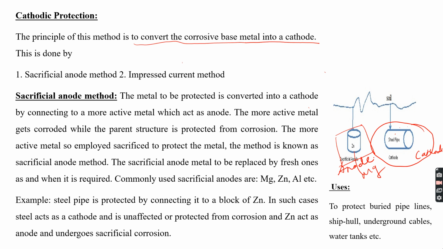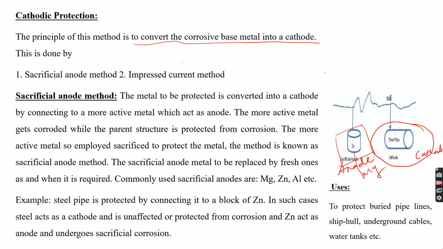The more active metal so employed is called a sacrificial anode. It is sacrificed in order to protect the parent metal. The metal to be protected is converted into a cathode by connecting it with a more active metal which acts as an anode. The more active metal gets corroded while the parent structure is protected from corrosion.